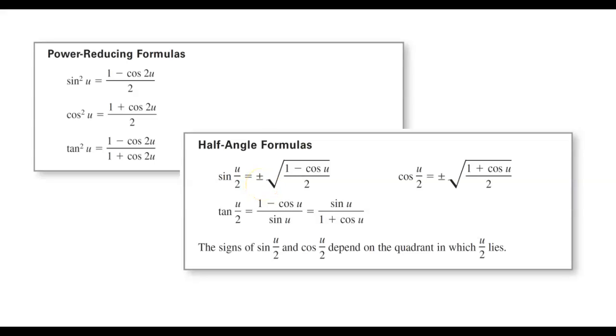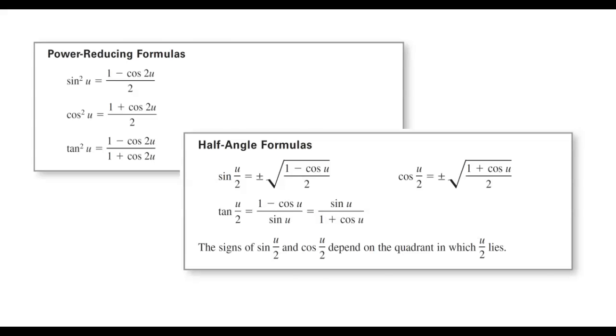Now, which one it actually turns out to be depends on whether the angle u over 2 is in one of the quadrants where sine is positive or one of the quadrants where sine is negative. So these half angle formulas let you take the sine of half an angle, or the cosine or the tangent of half an angle, and relate it to something involving just the angle that that's half of.